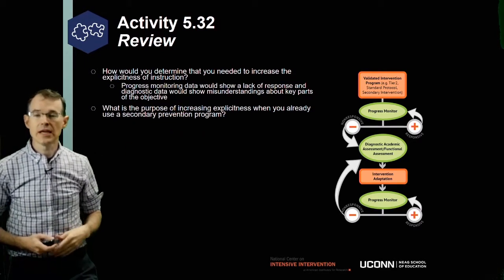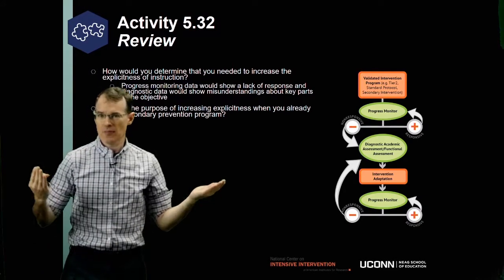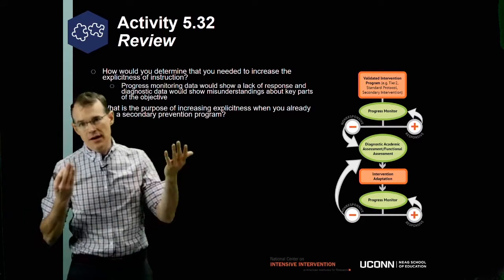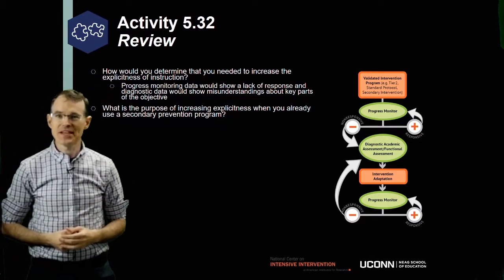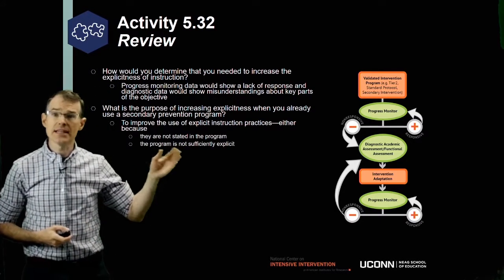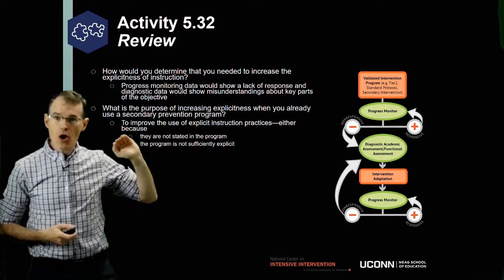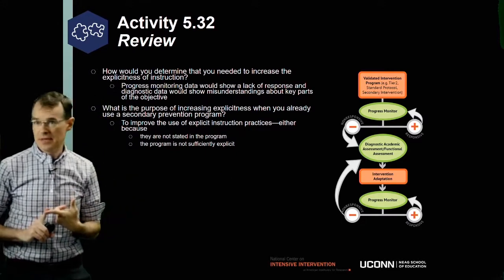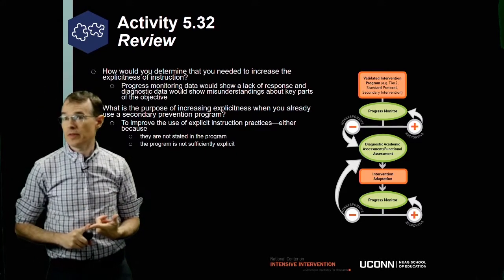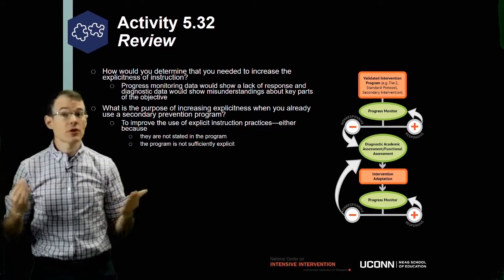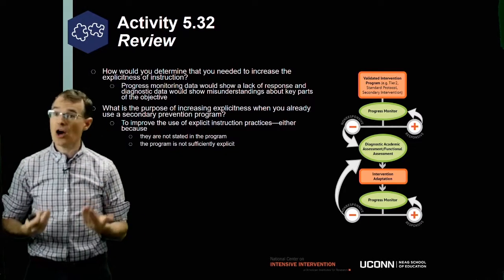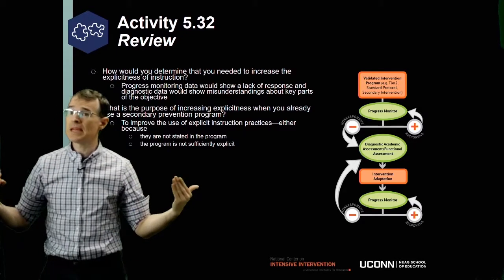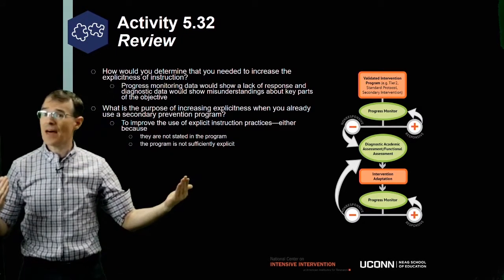Why do we increase explicitness even when we have a program? We asked that question at the beginning. You should have some ideas now. Obviously, you talked about it with a partner, so I hope that you did. The idea here is that programs are not always going to include explicit instruction practices. Sometimes they don't give them to you in the program. Some programs are very good about providing guidance to help you be explicit. But as you saw throughout this module, we looked at many program examples where that was not the case.